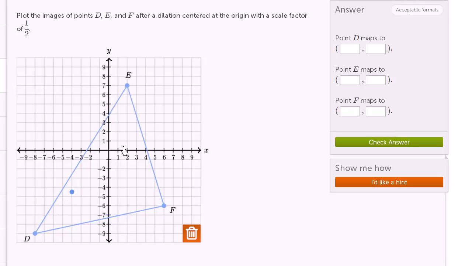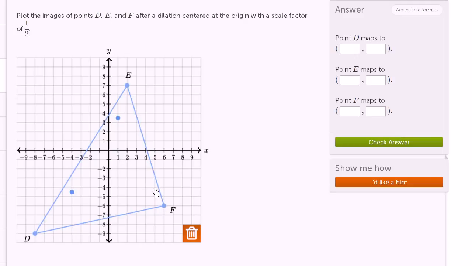Now let's think about point E. E is 2 more than the origin in the x direction, so it's only going to be 1 more once we scale it by half. And it's 7 more in the y direction, so it's going to be at 3.5. 7 times 1/2 is 3.5, so we're going to stick it right over there.